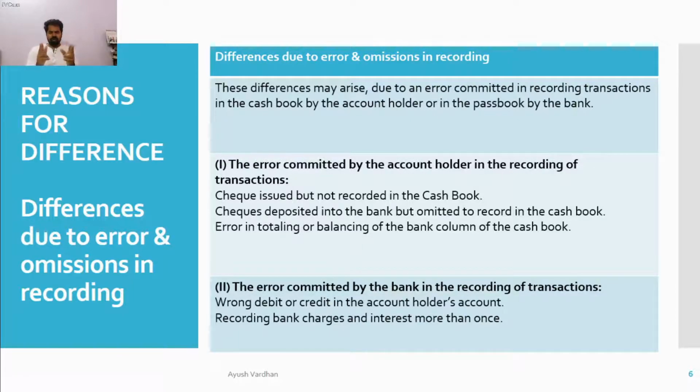You don't record that the bank has already made the interest payment because you don't know about it. But you make the entry in the cash book that you have manually paid that interest. So this could be a second error that could happen due to some error in the recording process.